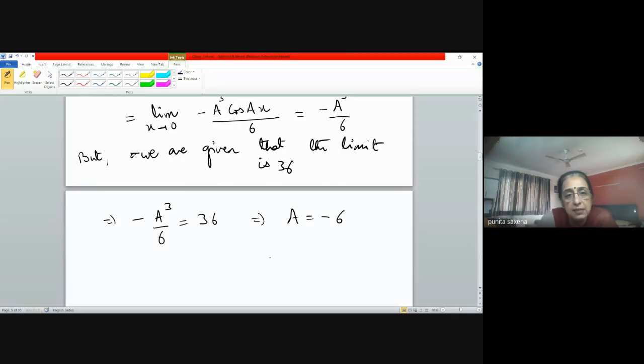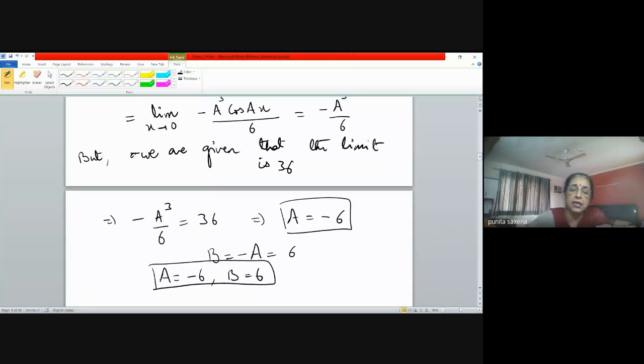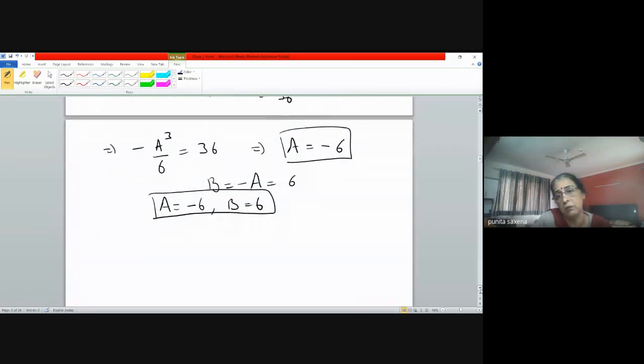Minus 6. Then a cube will be minus 216, and minus 216 by 6 will be minus 36, right? So if a is minus 6, how much was your b? Which was 6 minus a, so b will be 6. So that means for a equal to minus 6 and b equal to 6, this limit will exist and will be equal to 36. For any other values of a and b, this will not be the case. Okay. So we are not using anything else except for the basic logic of L'Hopital's rule.